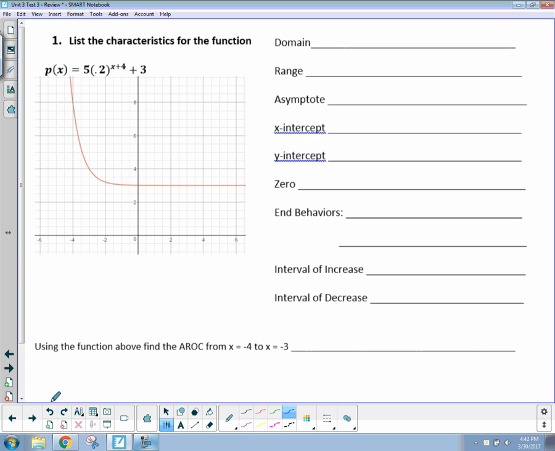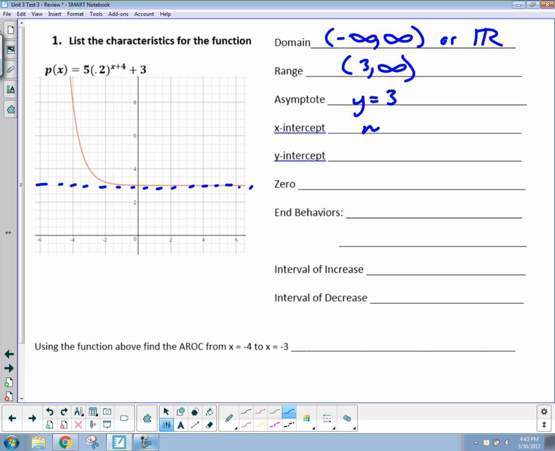Wonderful. Alright, so number one, domain, as y'all were telling me in class, look left to right. It's going to be negative infinity to infinity, or all real numbers. Range, look at the asymptote. That's going to be at the 3. So range is going to be 3 to infinity. And again, we just talked about the asymptote being 3, so y equals 3. X-intercept, there is none because it doesn't even touch the x-axis.